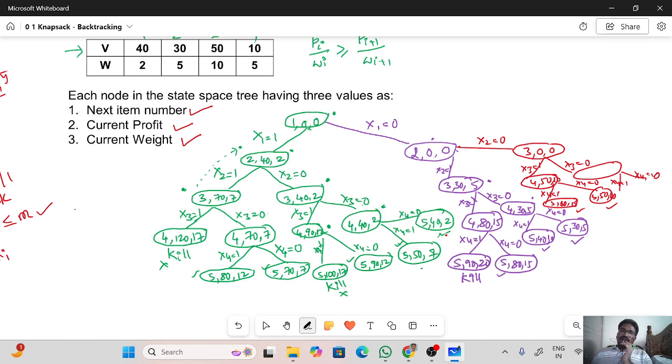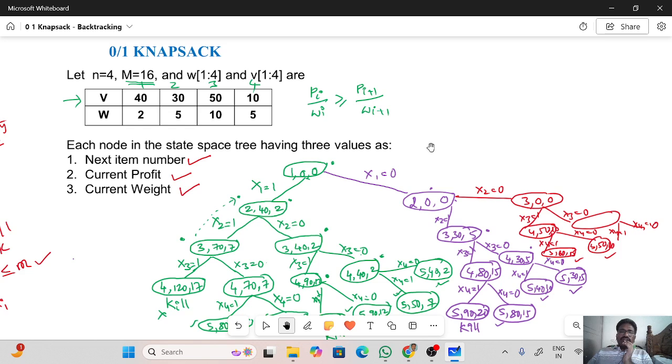So out of all this, what is the maximum value we are getting, the maximum profit? You are going to check except the killed nodes. So that is nothing but this one. So in this way we are going to solve the 0-1 knapsack problem using the backtracking approach.